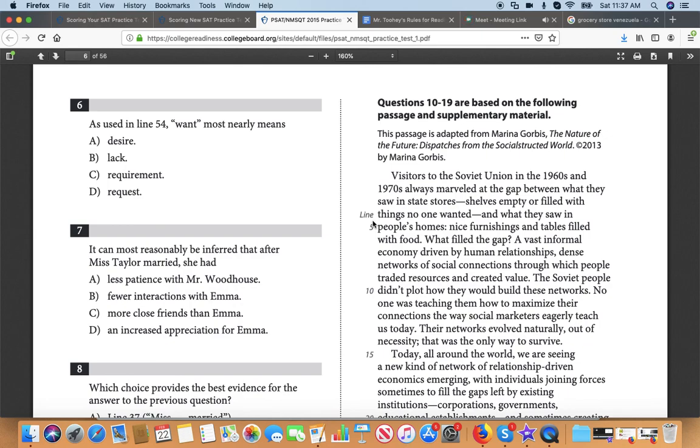What filled the gap? Go ahead and finish off that paragraph. A vast informal economy driven by human relationships, dense networks of social connections through which people traded resources and created value. What is an economy? It's a vast informal economy. What's an economy mean? Like the state of something. Like how things work together. That's not a bad way to describe how things work together, but it's more specific than that. It's very general, but it's more specific than that.